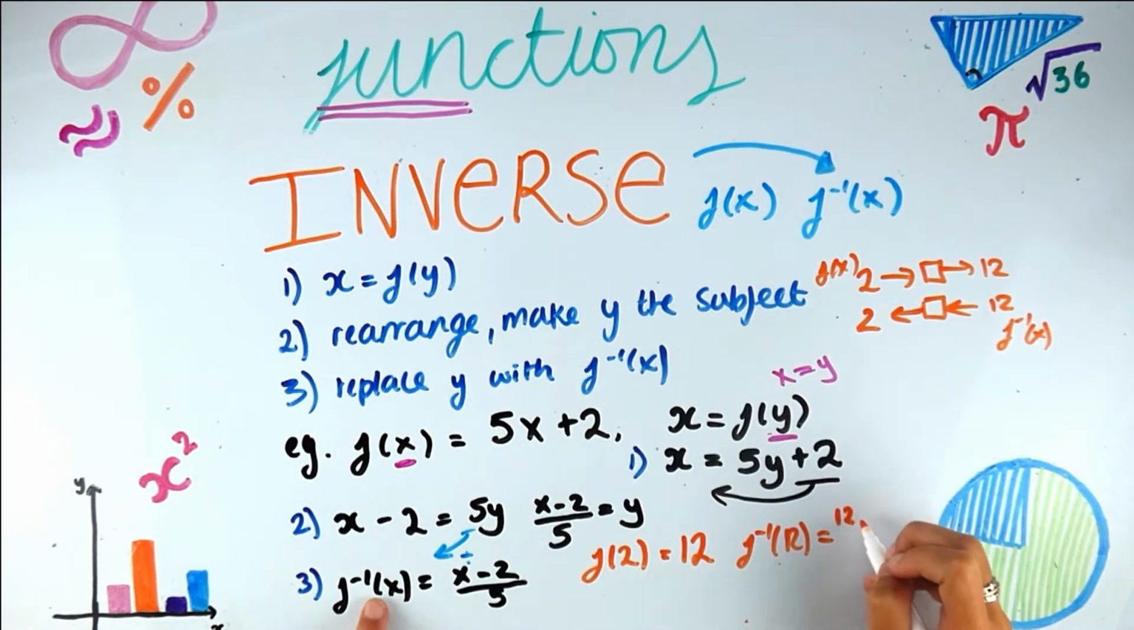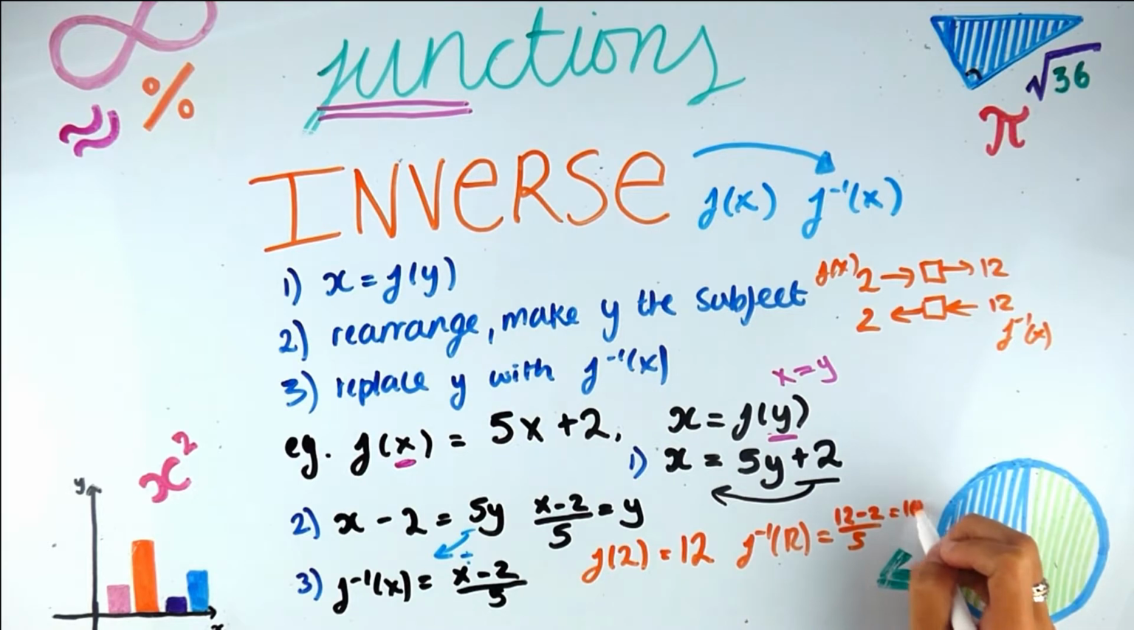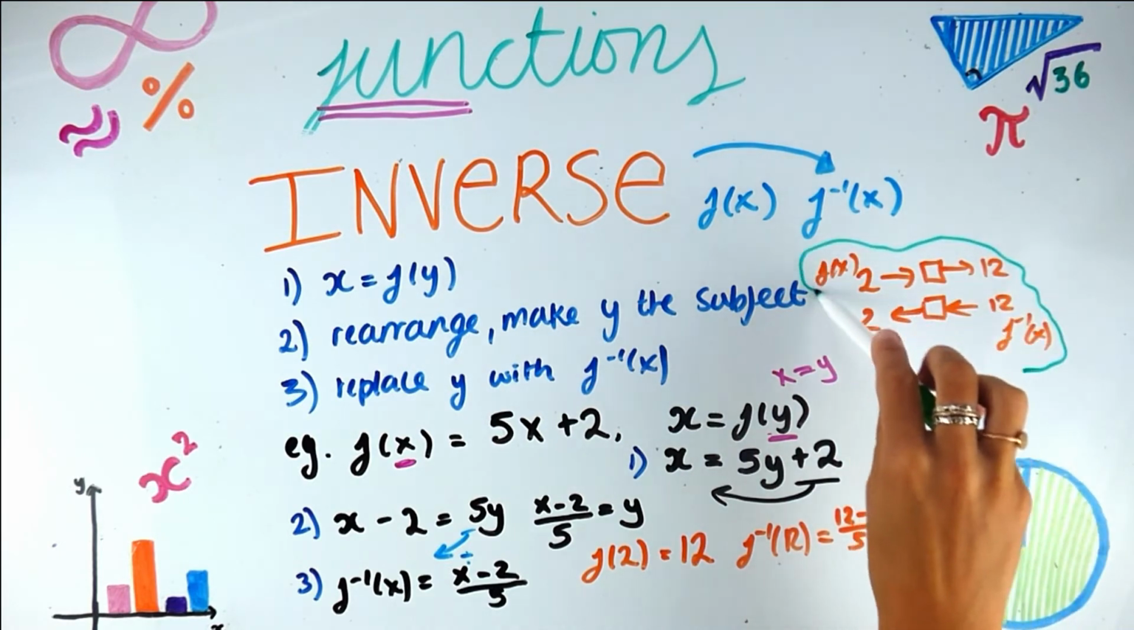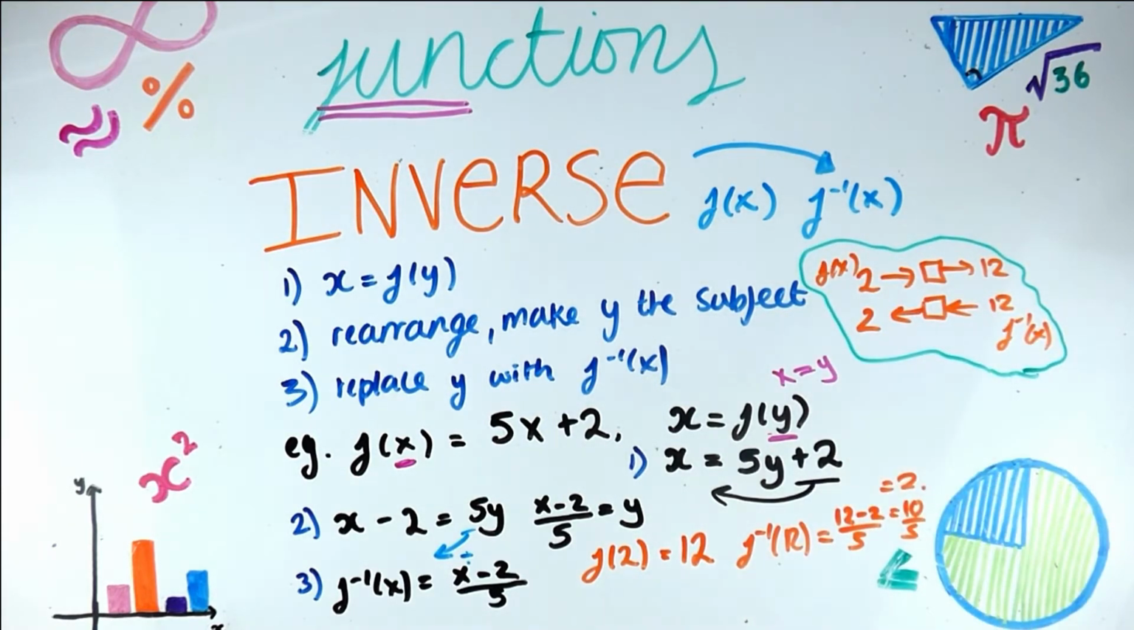So f to the minus 1 of 12, x is 12 minus 2 divided by 5, that is 10 divided by 5, which is 2. So therefore we know our whole function works and we've got the answer correct. So that's an inverse.